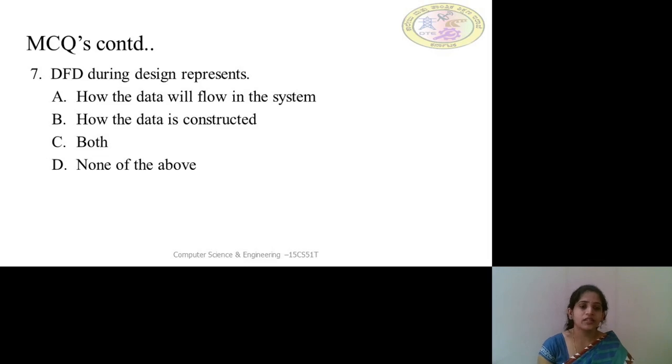Seventh question. DFD during design represents: option A, how the data will flow in the system, option B, how the data is constructed, option C, both, option D, none of the above. So the best option here is, it clearly says DFD is meant for how the data will be stored and flow in the system. It doesn't bother about how the data is constructed. It clearly says how the data can flow from one system to another system, or one module to another module in the system. So the best suitable option here is option A.